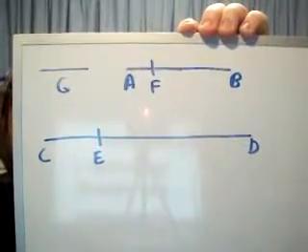This is Euclid Book 10, proposition number 3. Here is the illustration. And it says, given two commensurable magnitudes, to find the greatest common measure.